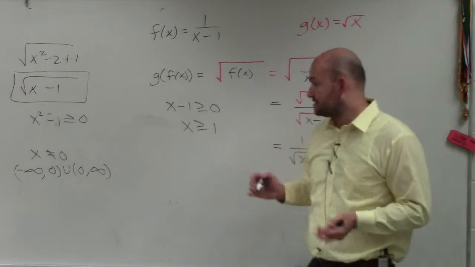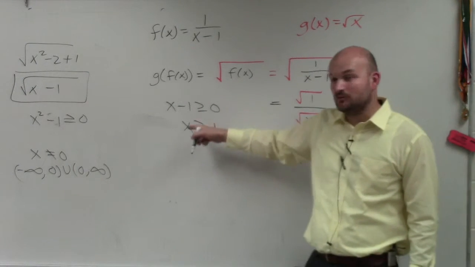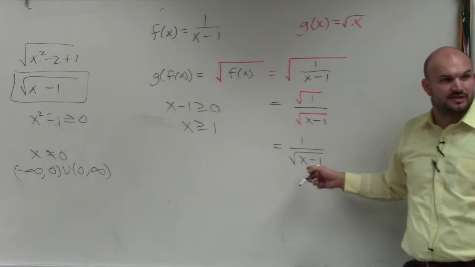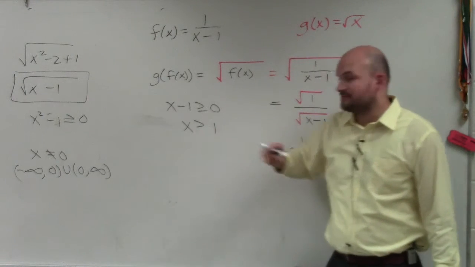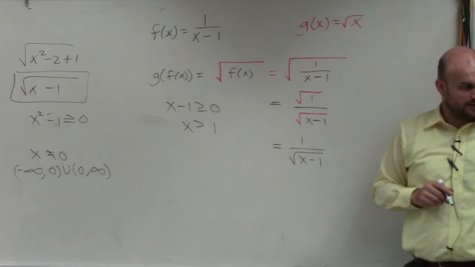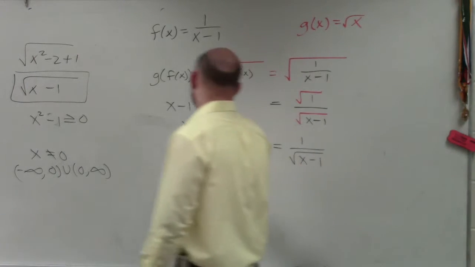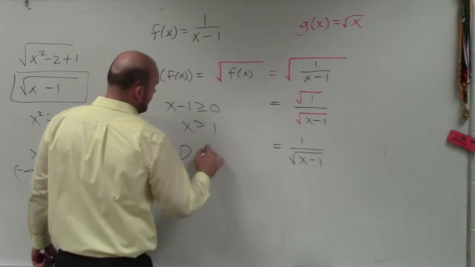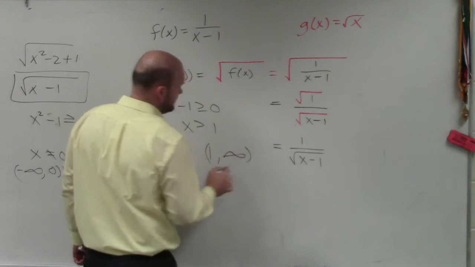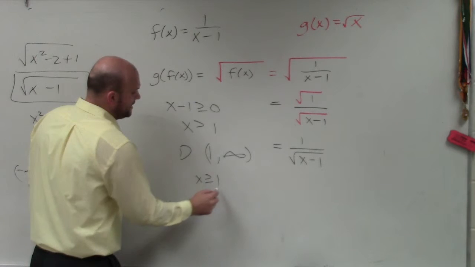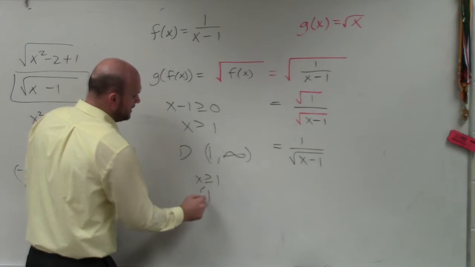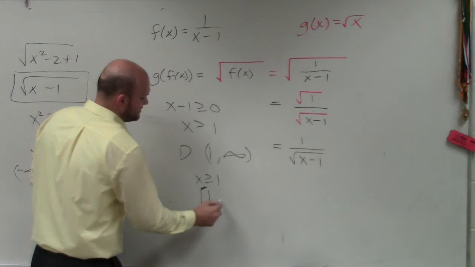But the problem is x greater than or equal to 1, if it's equal to 1, that makes the denominator 0, right? We can't have the denominator equal 0. So we have to write x is greater than 1. And we write that for the domain as 1 comma infinity. Yes? x greater than or equal to 1 would look like 1 bracket infinity.